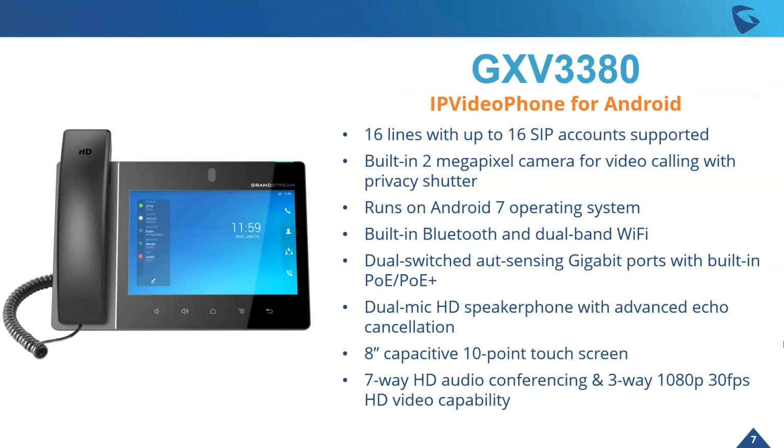Okay. Look at this sleek device. Last but not least, it's our GXV 3380. Currently finished getting beta applications for this. It's our absolutely top of the line IP video phone for Android. Has built-in 16 lines, up to 16 SIP accounts are supported on this device. Built-in 2 megapixel camera for video calling. It also has a privacy shutter that can easily be used there.